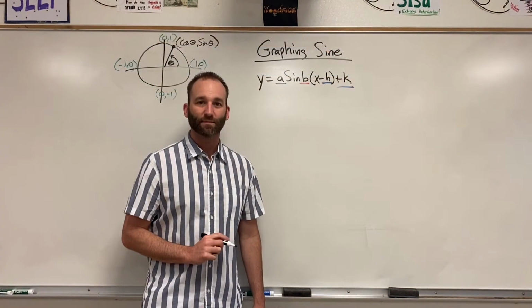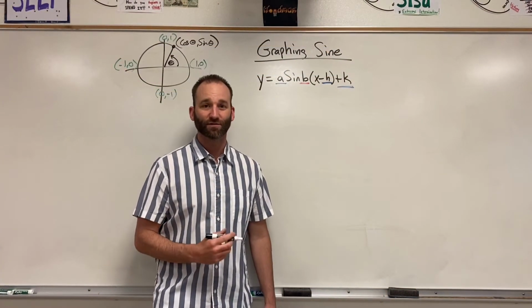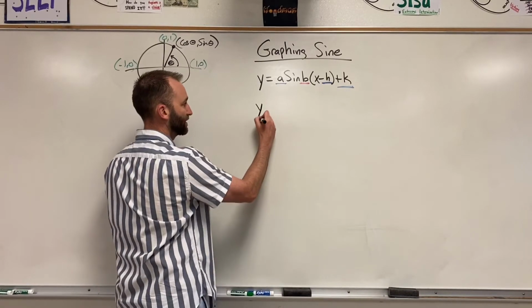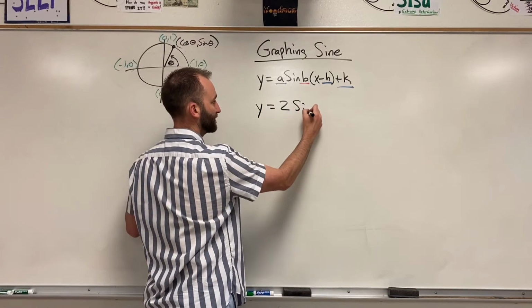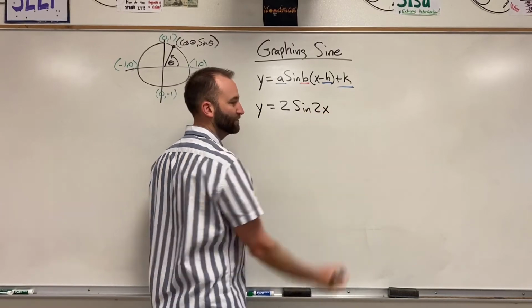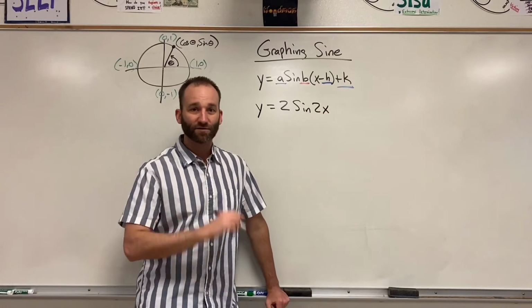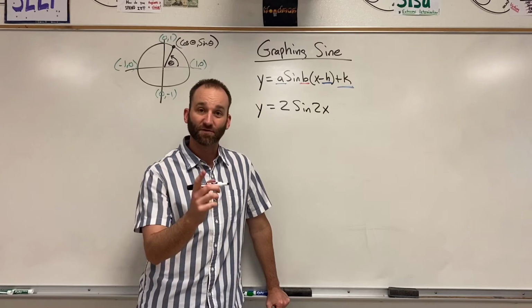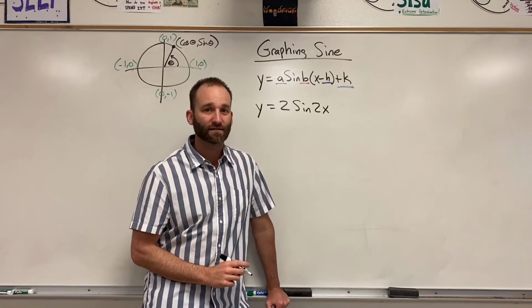Let's do one example together before we have you try a few in your homework. So here's the equation we're gonna graph or make a sketch of. We got 2 sine of 2x. Right away, the a value equals, sweet, 2, and the b value equals, exactly, 2.